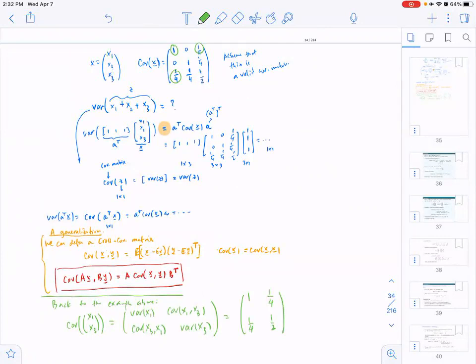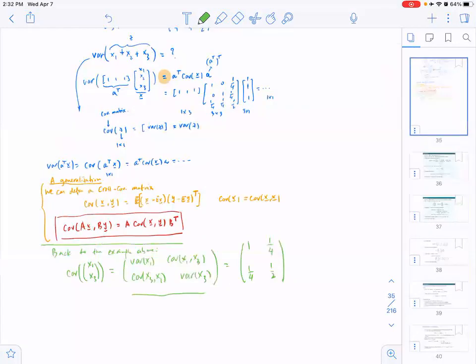So I'm assuming that the way that you came up with this is using the definition of the covariance matrix, right? Was that the idea? So how did you come up with this?